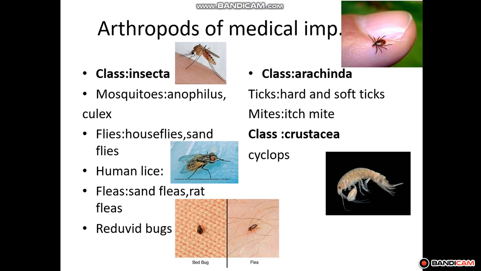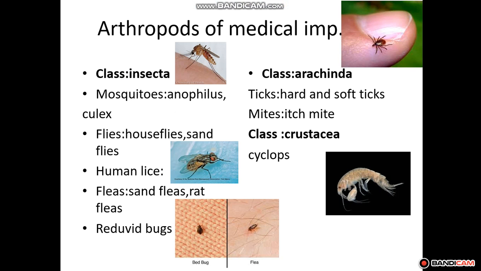So coming to the arthropods of medical importance, you can see so many things here, right? So what are the things? We can see that the arthropods are mainly divided into three classes: insecta, arachnida and crustacea. First we'll see about insecta. In insecta, there are again different types of arthropods which are of medical importance. First and foremost is mosquitoes. There are different types of mosquitoes.